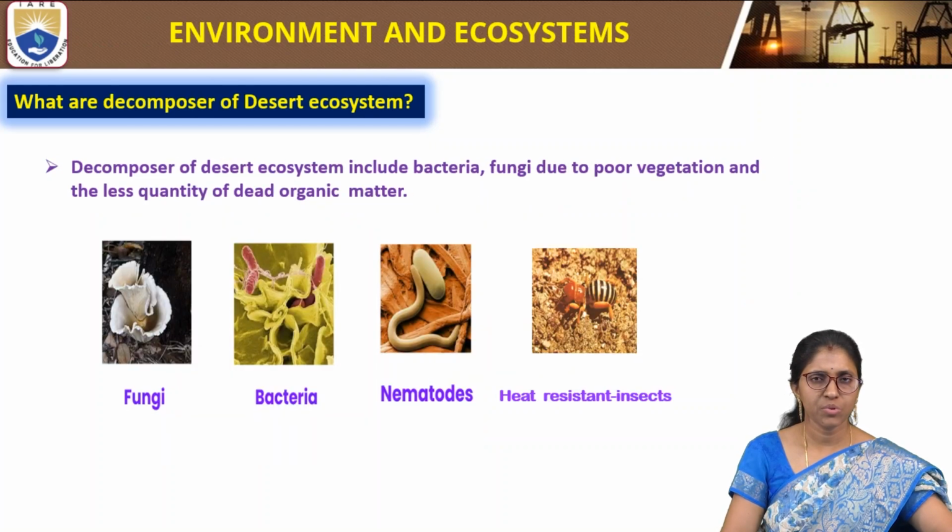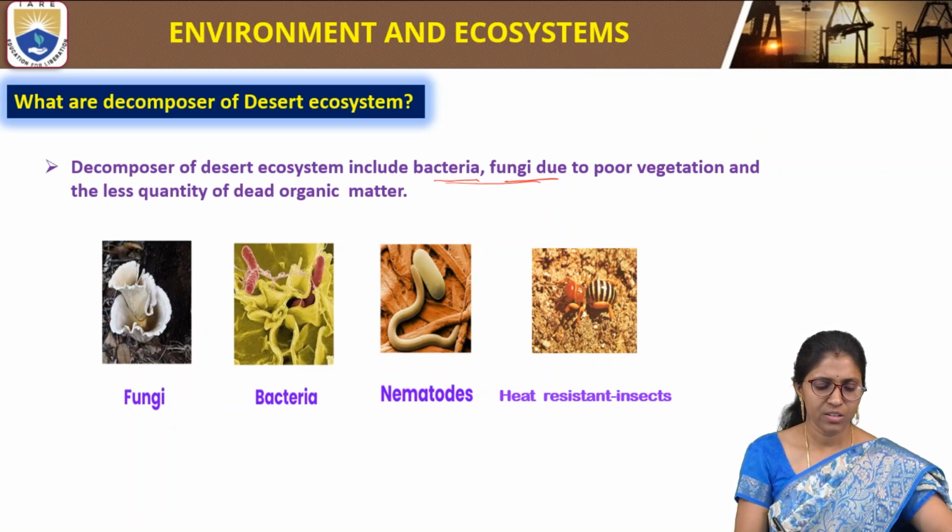So what are the decomposers of a desert ecosystem? Decomposers of a desert ecosystem include bacteria and fungi, due to poor vegetation, poor plant growth, and also a lesser quantity of dead organic matter.